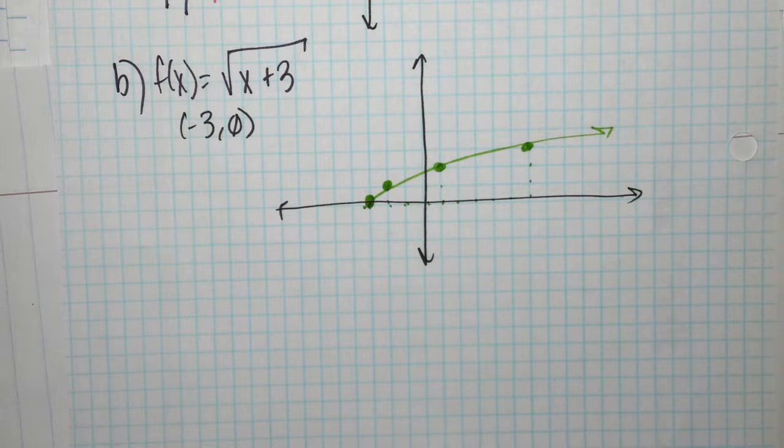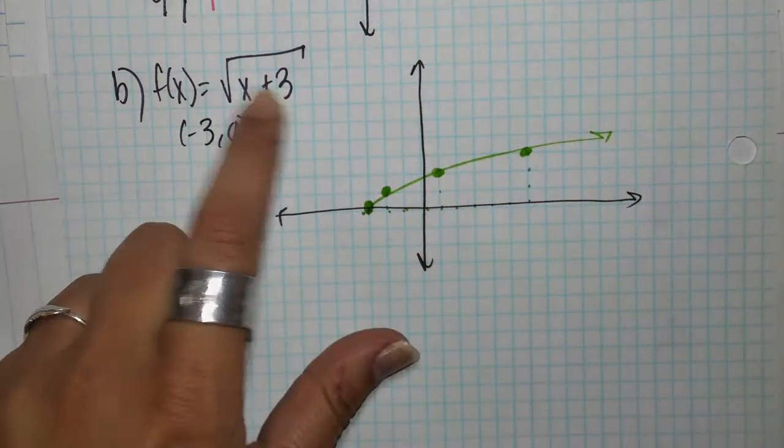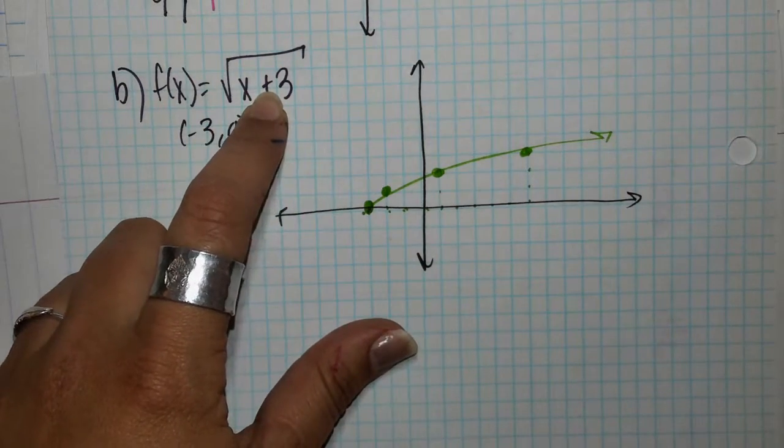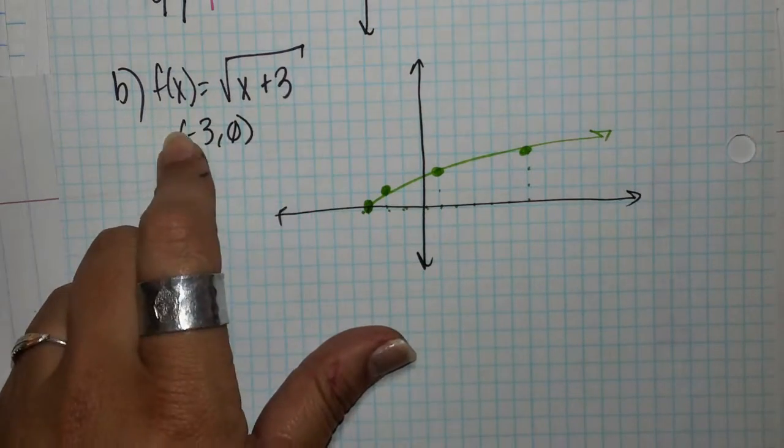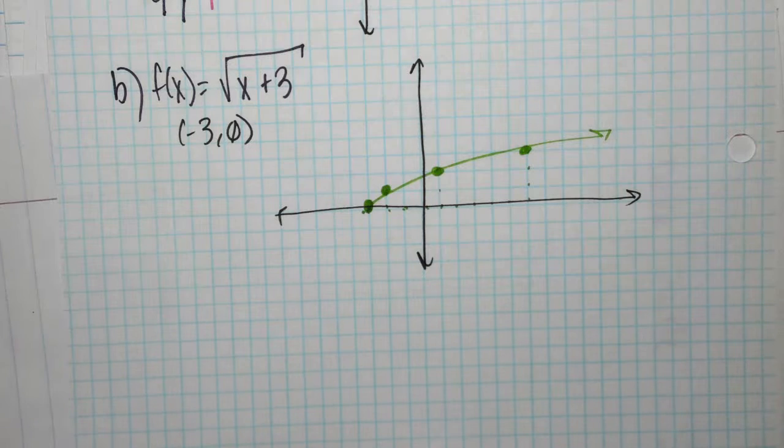Does anybody have any questions on how we got that before I show you the table? How did you figure out the negative 3, 0? Because our vertex is always the opposite of whatever is in here, and then whatever's on the outside. So since it's positive 3, it's negative 3, and there's nothing on the outside, that makes it 0. Good question.